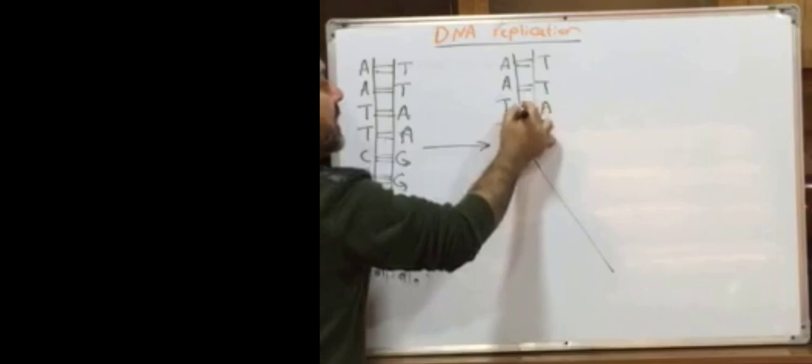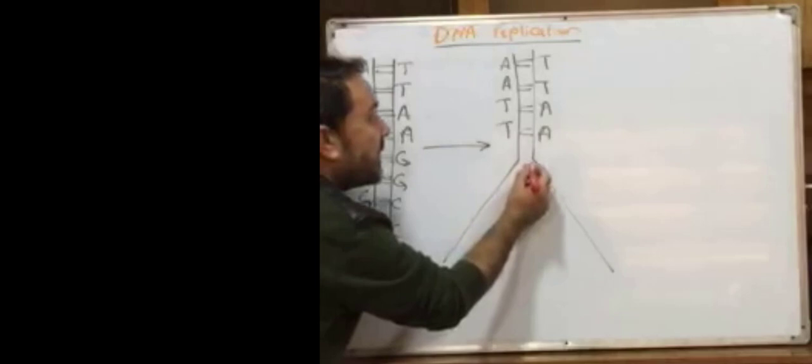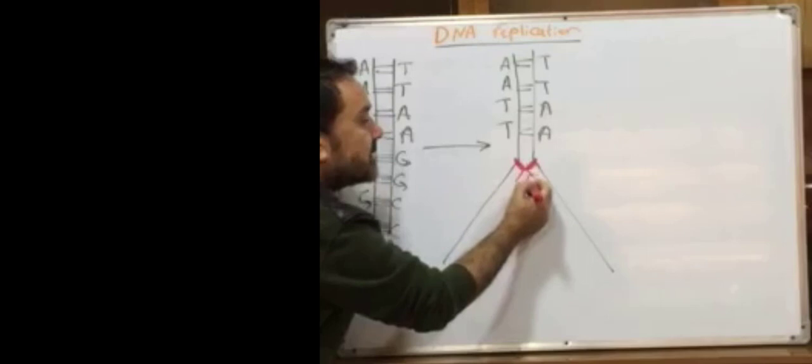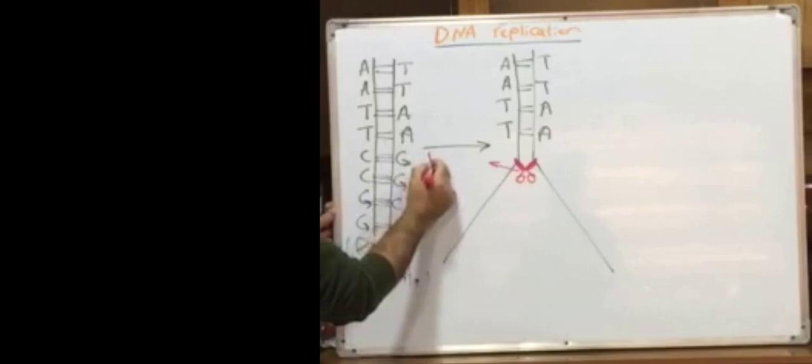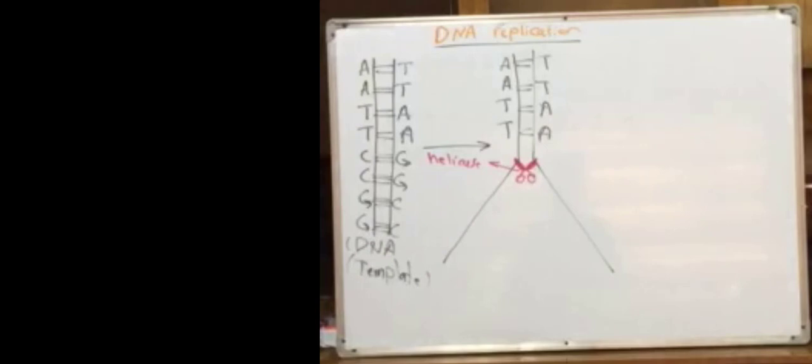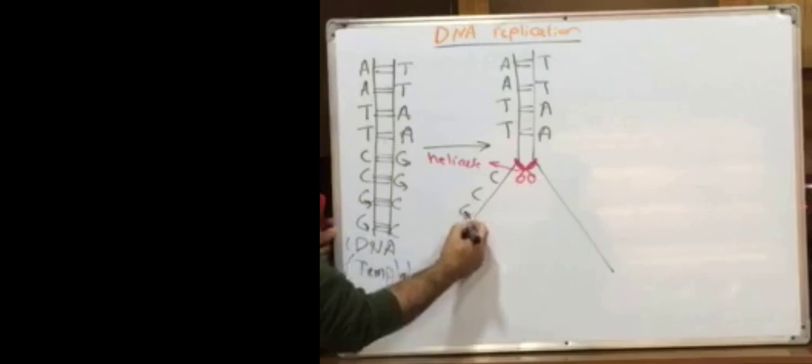So we write the nitrogenous bases A, A, T, T. Two hydrogen bonds between these. The helicase enzyme is the enzyme that separates the two strands of the DNA by breaking down hydrogen bonds. The structure is called helicase. The helicase enzyme breaks down hydrogen bonds between the bases of the DNA strand. This is C, C, G, G, G, G, C, C.